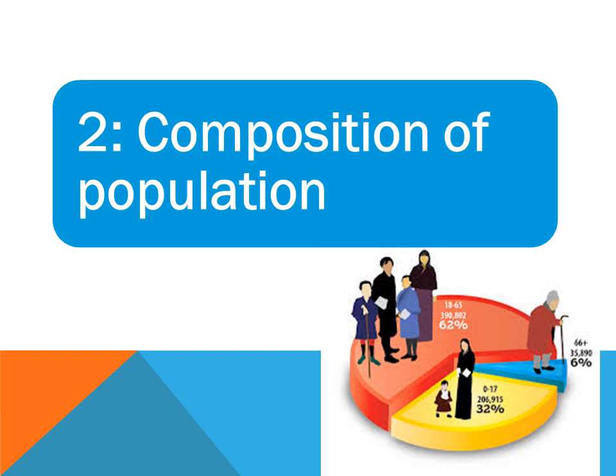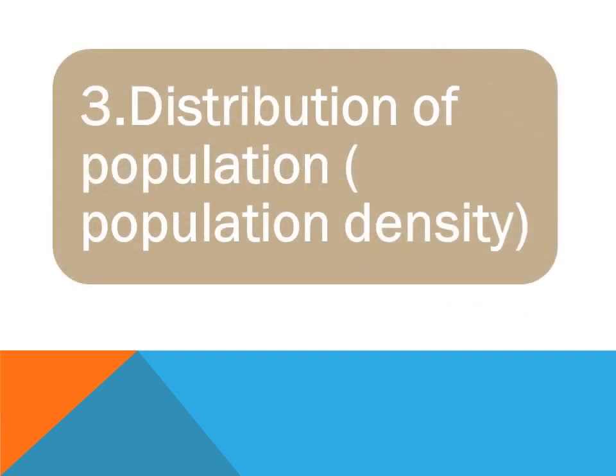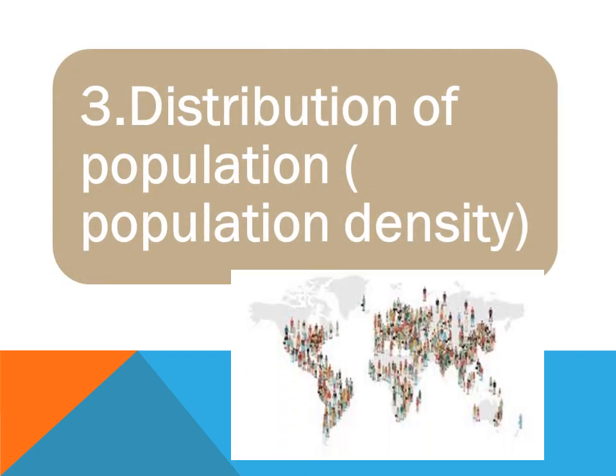The third phenomenon involved in the study of demography is the study of population density, that is distribution of a population. We study how population is distributed in a particular area, whether it's a sparsely populated area or a densely populated area.